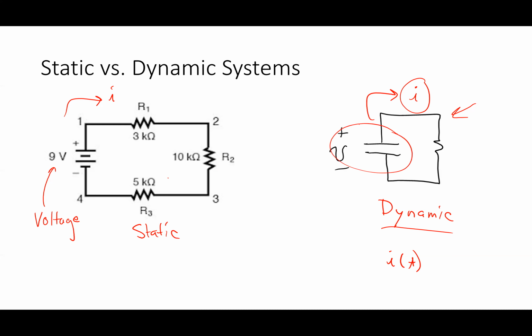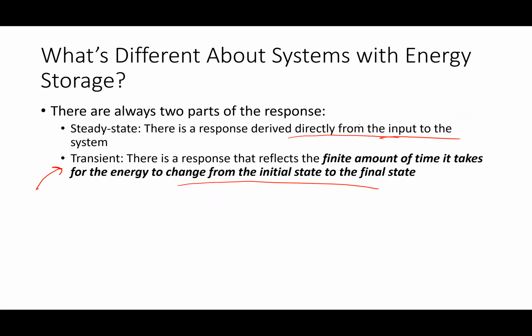It's the source in some sense, but there's no power supply in this circuit. There's no power source that's going to cause anything to happen. The fact that there's charge on that capacitor is going to cause something to happen, but I really think of that as the second piece here. The fact that there's a response that reflects the finite amount of time it takes for the energy to change. So there's always those two pieces that exist in these things.